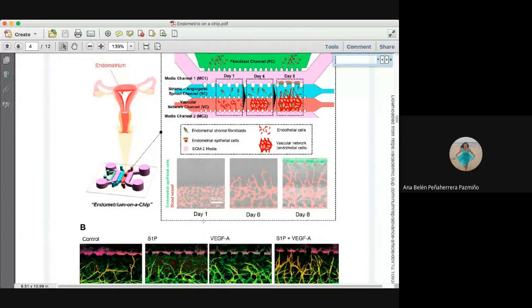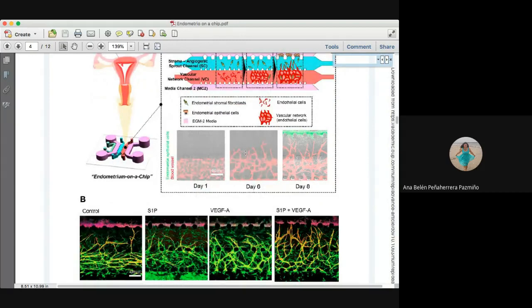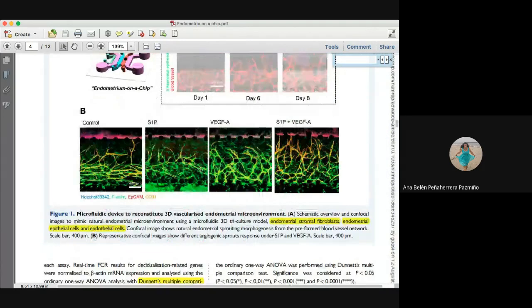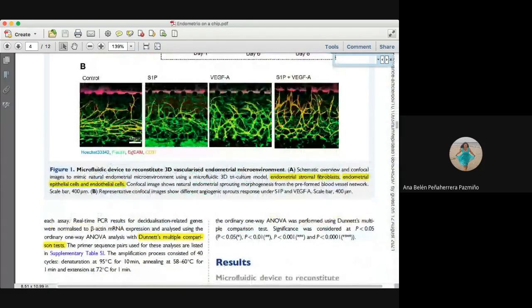Here you can see the development of the vascular network. For example, in day 1, in day 6, the vascular network grows, and in day 8, you see that it passes through the posts, and it starts proliferating into the stroma channel. They have labeled these cells with these markers.